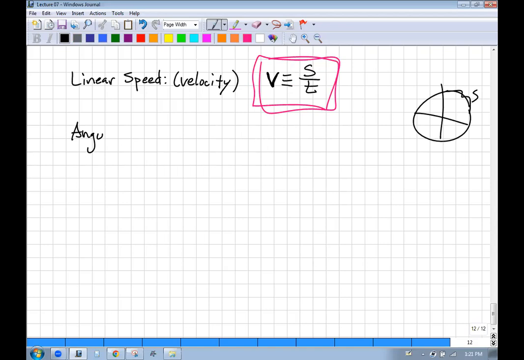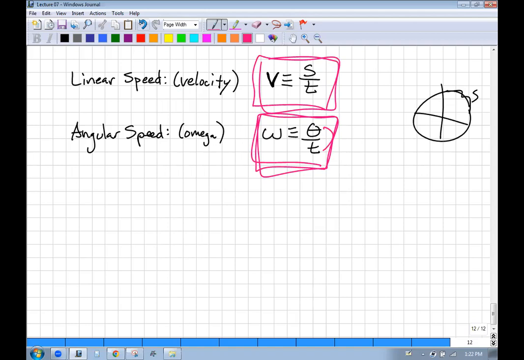Angular speed. We'll say this is, it looks like W, but it's really omega. It's angle per time. This is a definition. Okay. Length per time, angle per time. That's great. What we would like to have, though, is a formula that has V and omega in it. Like if I know what omega is, it'll tell me what V is, or if I know what V is, it'll tell me what omega is. We're going to use the fact that S equals R theta.